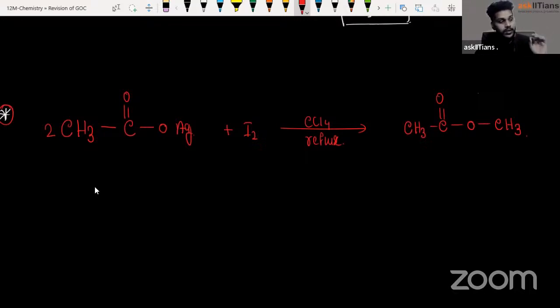So if you just start with 2 molecules of silver acetate, you get the ester as a product. You don't give the iodide. Is that clear?